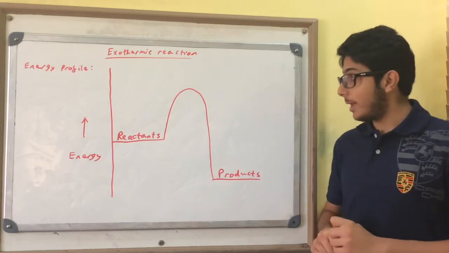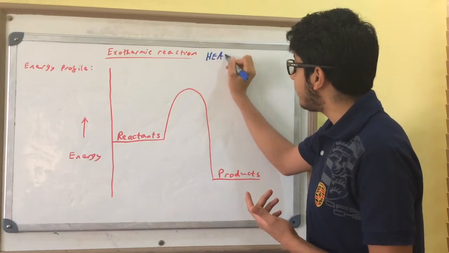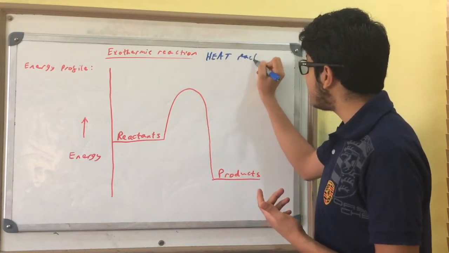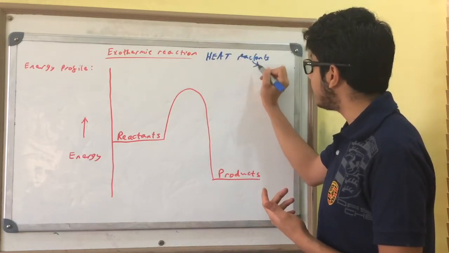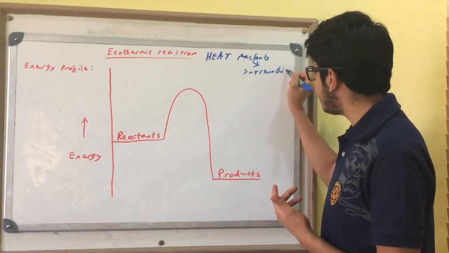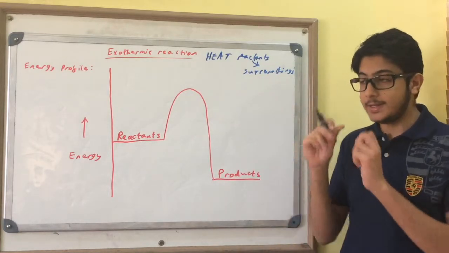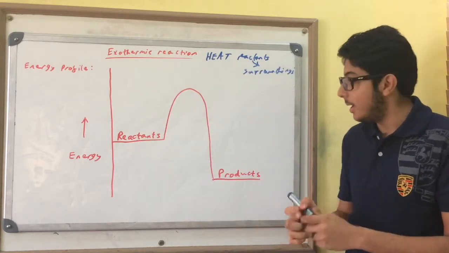Now, an exothermic reaction is when heat energy is released from the reactants to the surroundings. And because the heat energy is released from the reactants to the surroundings, they get hotter. Okay, you're releasing heat to the surroundings so they get hotter.